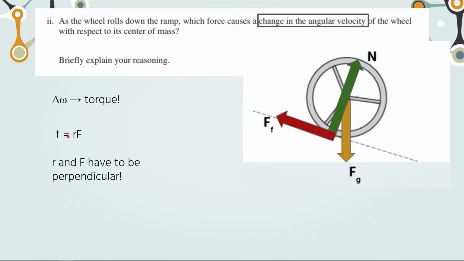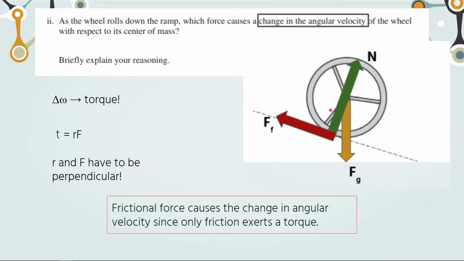So torque is equal to r, which is the distance from the center of mass to the contact point of the force, times the force itself. And the r vector and force vector have to be perpendicular. So here's the center of mass for reference, and the line from the center of mass to the force and the force have to be perpendicular. So if we look at our forces, it's only the frictional force. Here's our center of mass, and here's the contact point of the force.